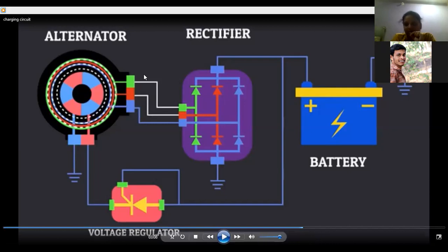So these are connected to the rectifier. From here, this rectifier will convert the AC current to DC current, and it will supply to the battery. And now if there are any disturbances, the voltage regulator will control the voltage. Okay.